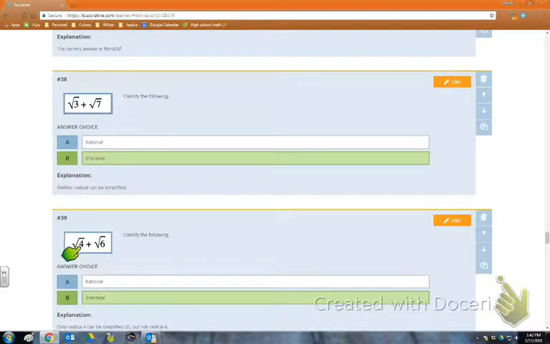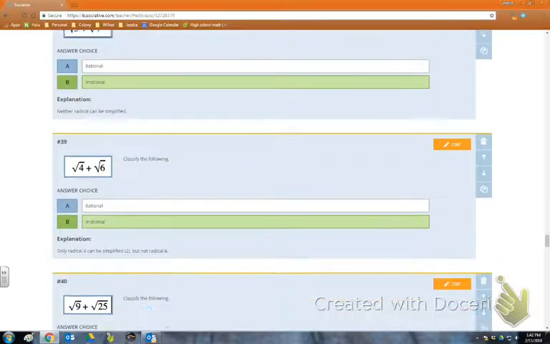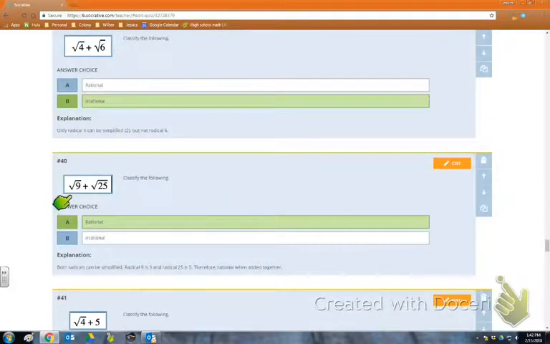In number 39, the square root of 4 is a perfect square, but 6 is not, therefore it cannot be simplified out of a radical, and therefore it's irrational because it would be a never-ending decimal. For number 40, the square root of 9 and the square root of 25 are both perfect squares. The square root of 9 is 3, and the square root of 25 is 5. Therefore, this is a rational sum because I would no longer have a square root in my answer.